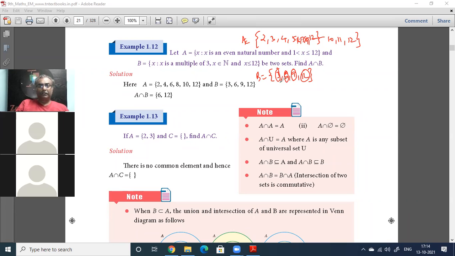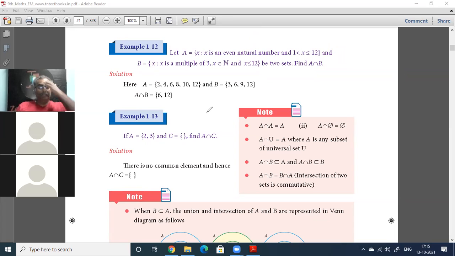Find A intersection B. A is the even natural numbers: 2, 4, 6, 8, 10, 12. B is the multiples of 3: 3, 6, 9, 12. The common elements are 6 and 12. So A intersection B is 6, 12. Very good. Now you understand example 1.12.